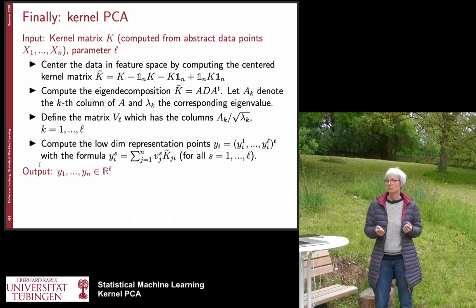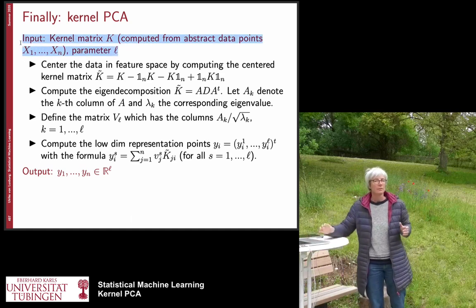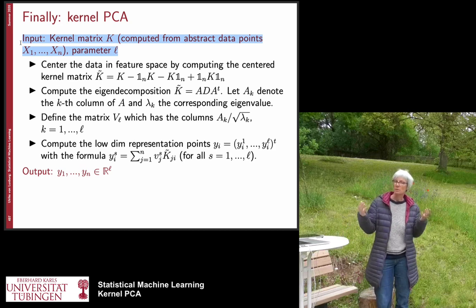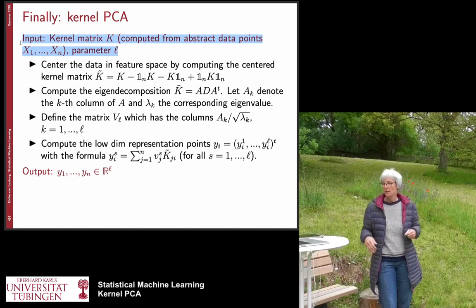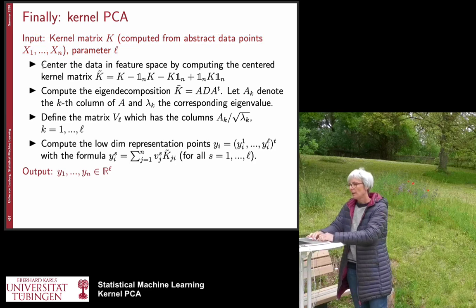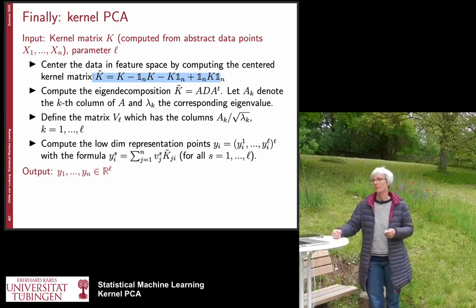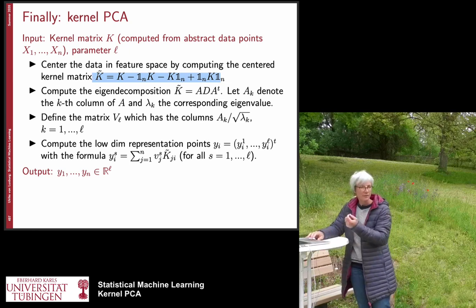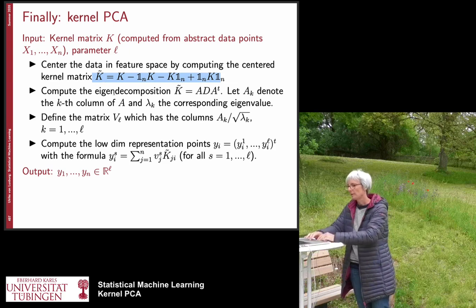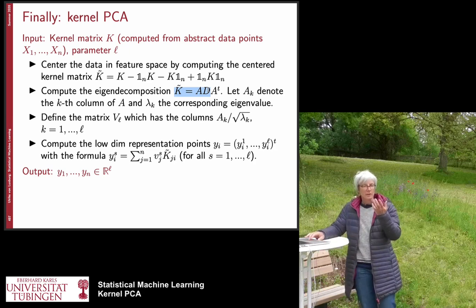And here's now the algorithm. The input of the algorithm is only the kernel matrix that has been computed from our data points and the parameter L. So what we do first is we center in the feature space, because most of the computations we did were assuming that the data is centered, so better we do that first. We have seen how that works. Then we do the eigendecomposition of this new centered kernel matrix.